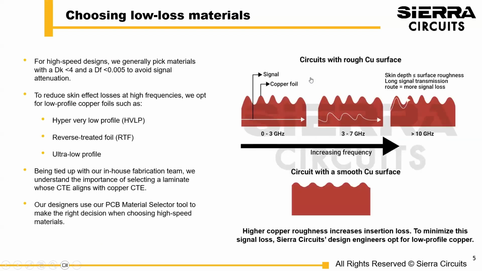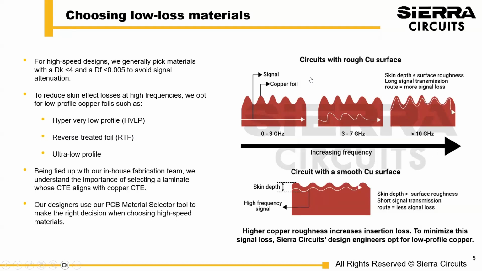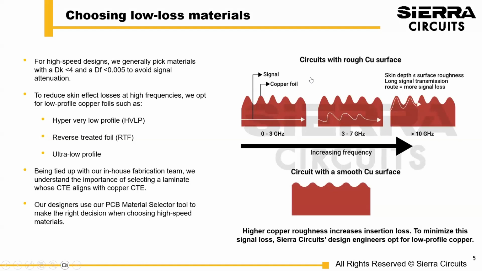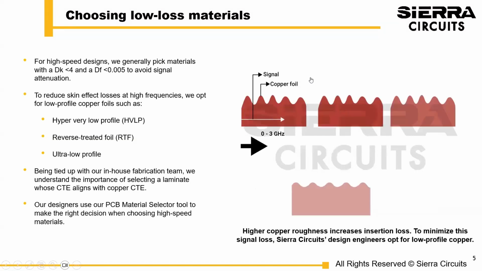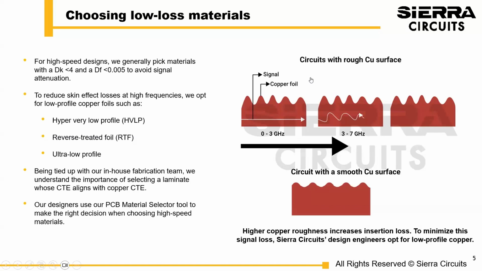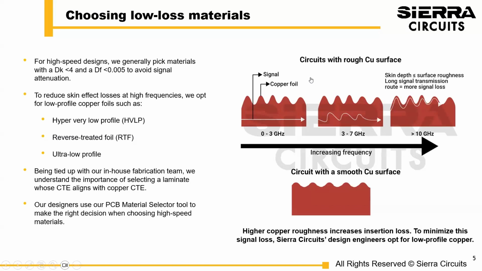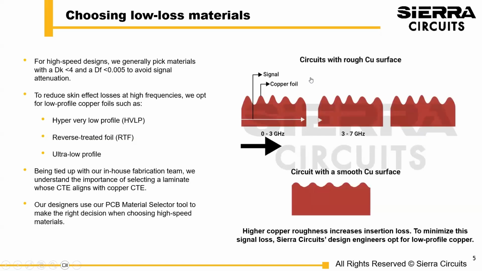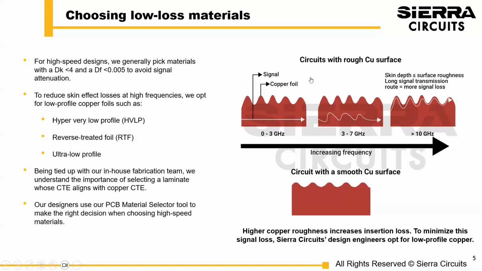Let's start with how to choose low-loss materials. While designing high-speed jobs, our design engineers select materials with a DK less than 4 and DF less than 0.005. To reduce the skin effect losses at high frequency, we usually use low-profile copper foils, such as hyper low-profile HVLP, reverse-treated foil, RTF, and ultra-low profile.